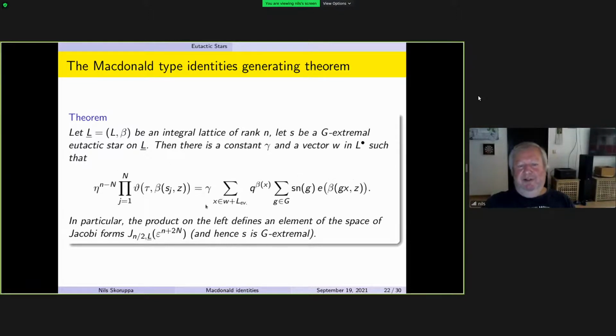As you see here, that is very close to the McDonald's identity, and actually we get the McDonald's identities from this. But here we have an arbitrary lattice and a G extremal eutactic star, and we always have such an identity, a McDonald's type identity.